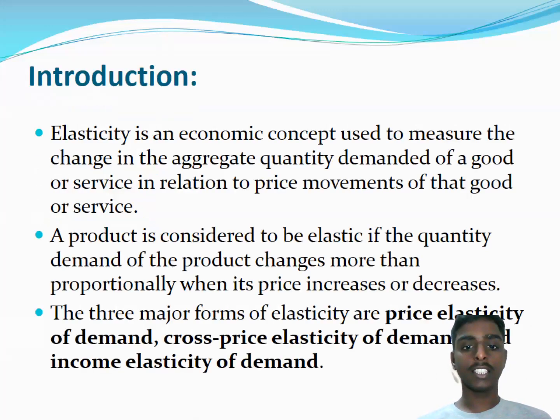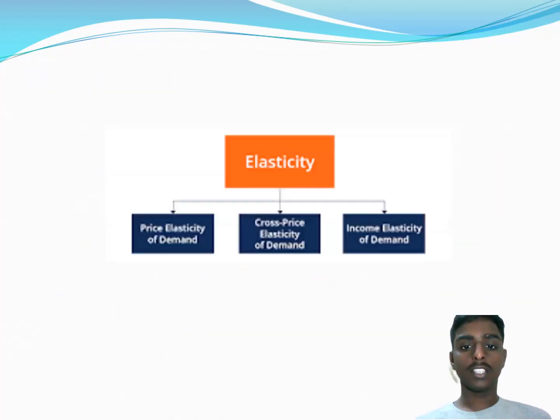Introduction: Elasticity is an economic topic used to measure the change in the aggregate quantity demanded of a good or service in relation to price movements of that good or service. A product is considered to be elastic if the quantity demanded of the product changes more than proportionally when its price increases or decreases. There are three major forms of elasticity: price elasticity, cross price elasticity, and income elasticity. This picture shows the different types of elasticities.